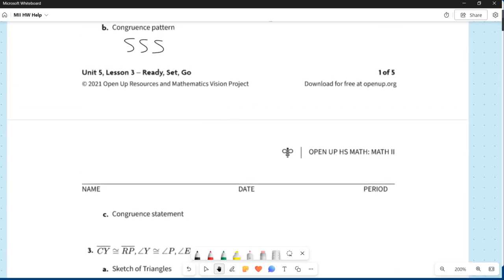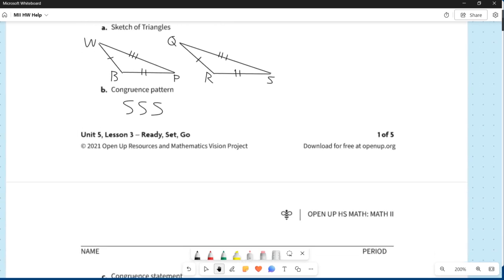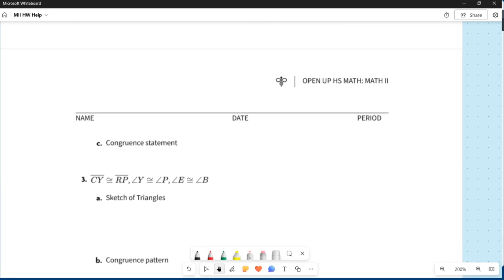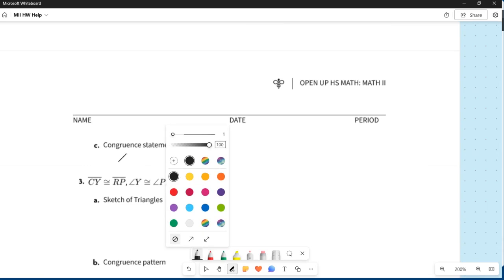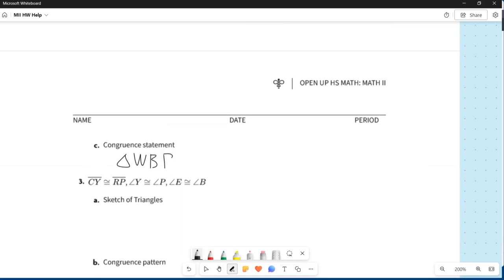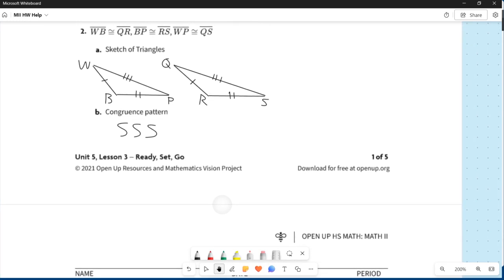Part C asks us to write a congruence statement that relates these two triangles. And as we saw with number 1, for the first part of your congruence statement, the order doesn't really matter. We just have to choose W, B, and P, and write them in some order. So I'll write them in that order, W, B, P. So we're going to say triangle WBP. That's the order I'm going in for my first statement, which is quote-unquote random. I just went with any order I wanted to.